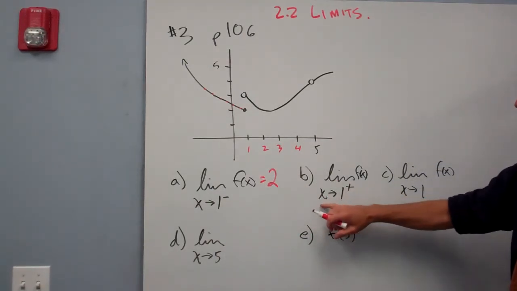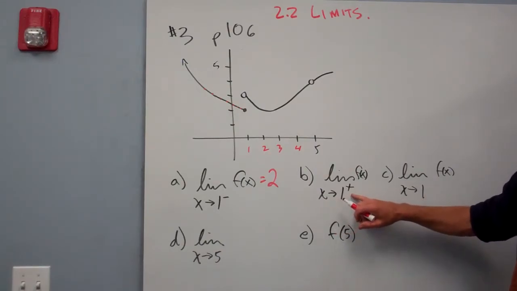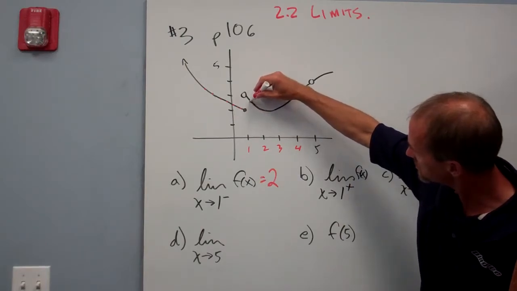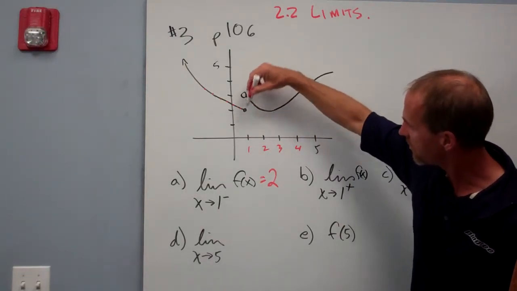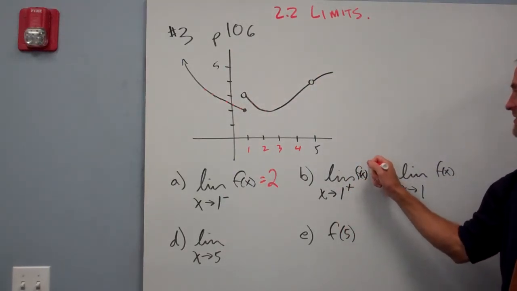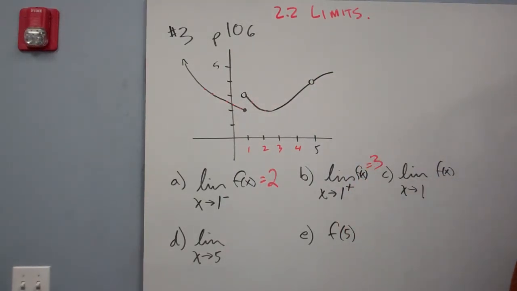When we get here, now we're approaching 1 from the right hand side. We're getting closer and closer to our x value being 1. And it looks to me like we're getting closer and closer to 3. So we'd say that this equals 3. I didn't give myself quite enough room there.